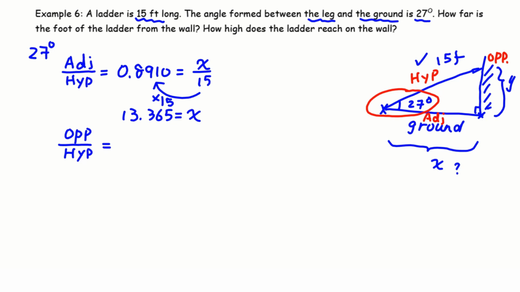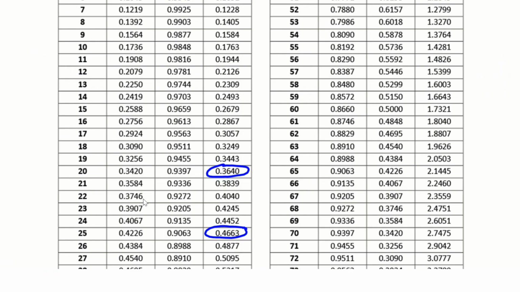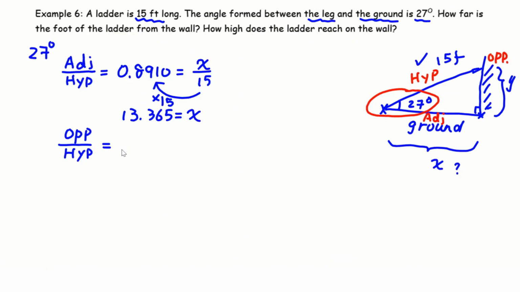And for the other side, we could use opposite over hypotenuse. Then check the chart again. It will be first column, 0.4540, equals y over 15. Then y is at the numerator. We are going to move the 15 to the other side by doing the opposite operation, times 15. So 15 times 0.4540 will give you 6.81. So this is the height.